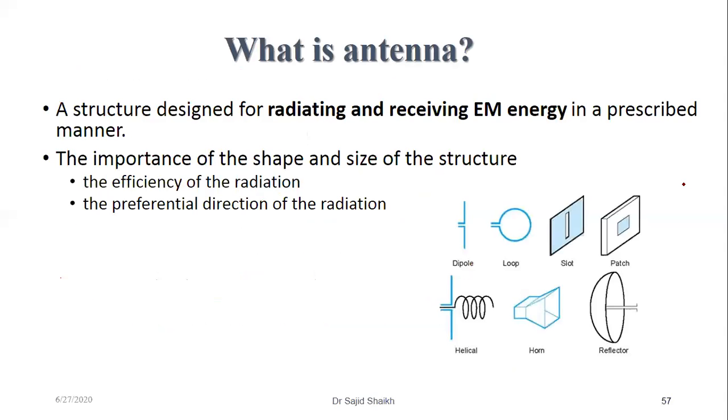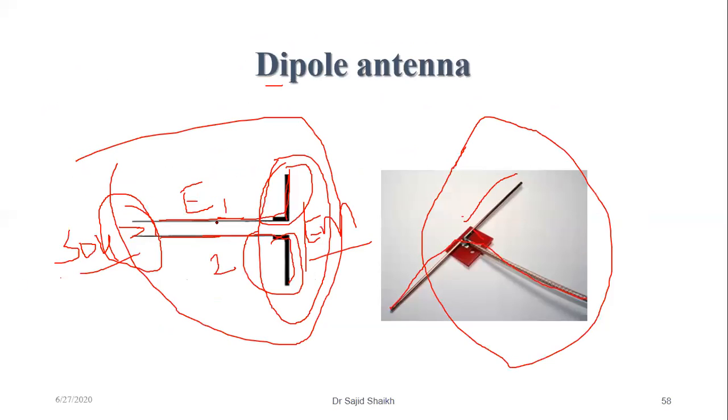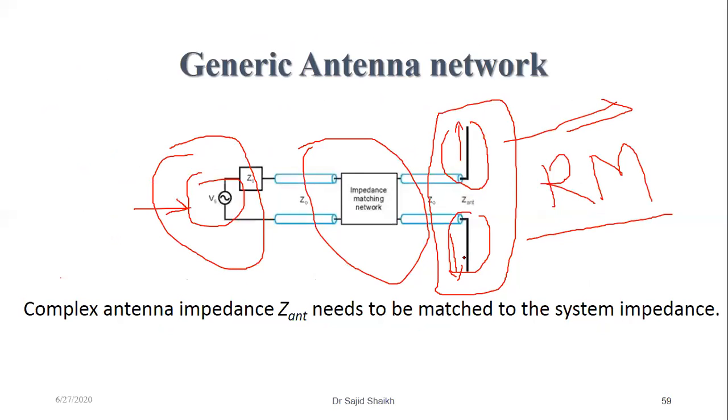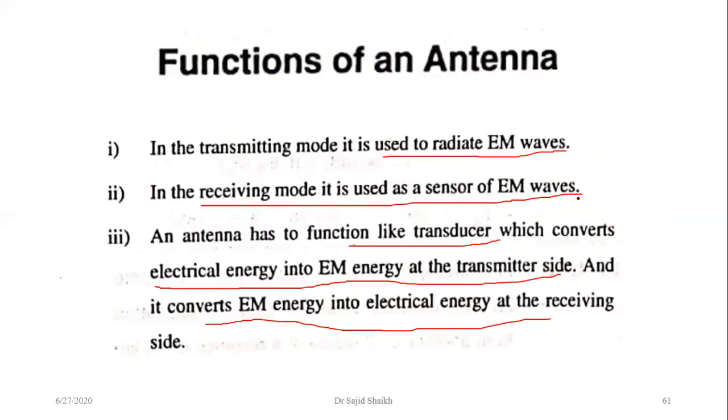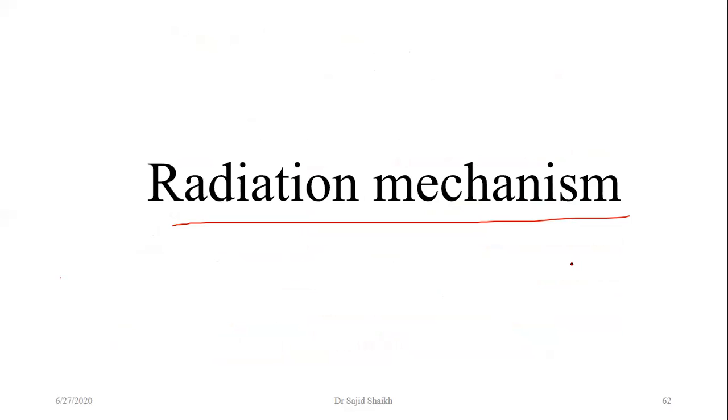Different types of antenna we will see in detail again. This is the basic core structure of an antenna: it has the source, transmission lines, and dipole. If we convert this block diagram into an electrical circuit, it shows the source, transmission lines, and antenna. The different functions of antenna: it radiates energy, it receives energy, and it converts one form of energy into another. In the next lecture we will see the radiation mechanism.